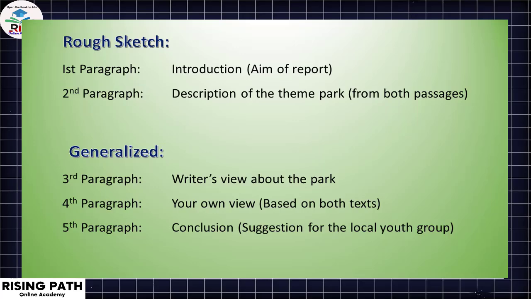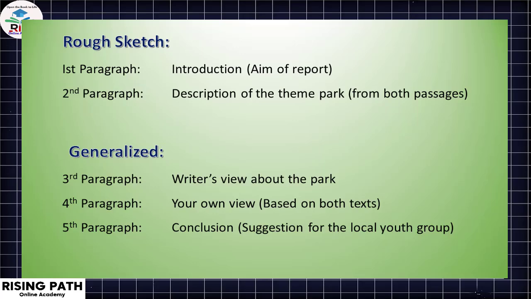Then we have the second paragraph, and now we have the points from both texts, that is the description of the theme park from both passages. So we are going to collect the points which we have already underlined, and it should be generalized. We are not going into minor details. Then we have the third paragraph, and that is, according to the content points, both writers' views about the park.